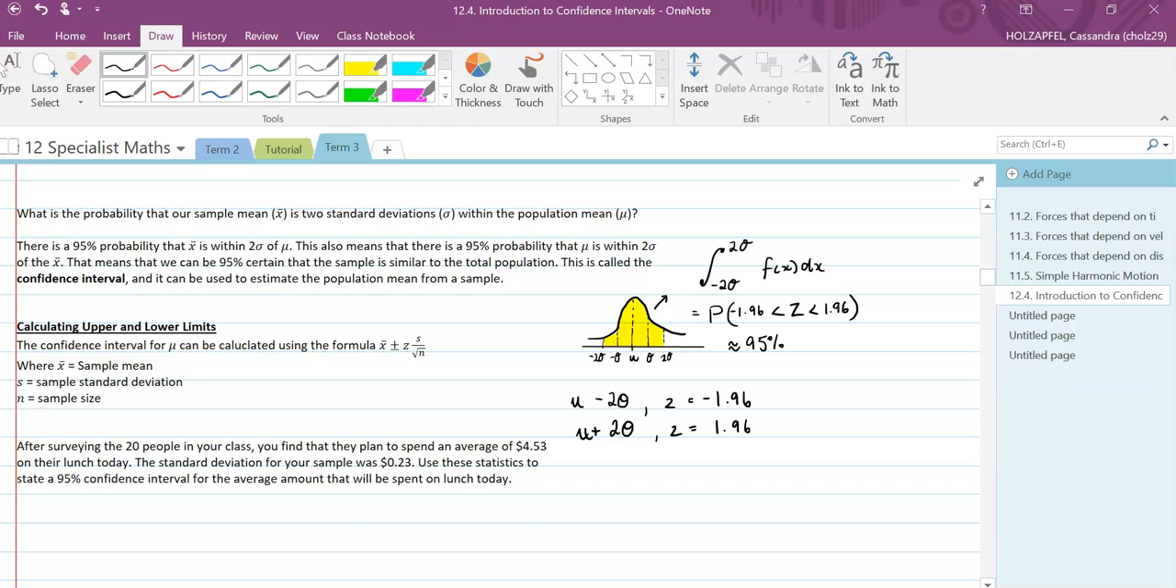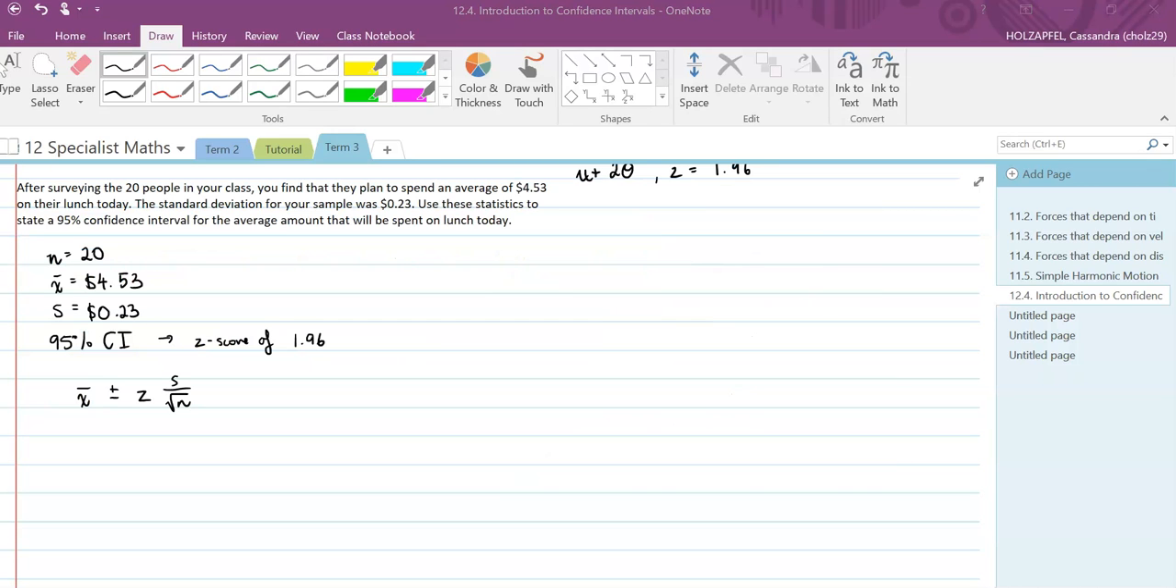After surveying 20 people in your class, you find that they plan to spend an average of $4.53 on their lunch today. The standard deviation for your sample was 23 cents. Use the statistics to state a 95% confidence interval for the average amount that will be spent on lunch today. I've gone ahead and written down the key statistics.